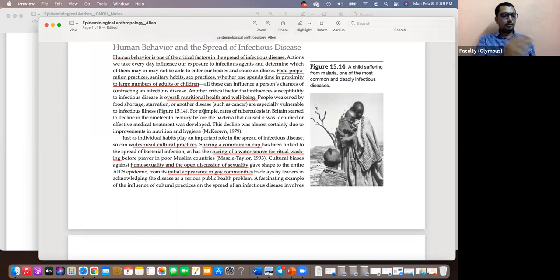Nutrition is something I'm going to talk about again, but just be aware that nutritional deficiencies also put us at a higher risk for infections. And there are also specific diseases that happen because of nutritional deficiency.